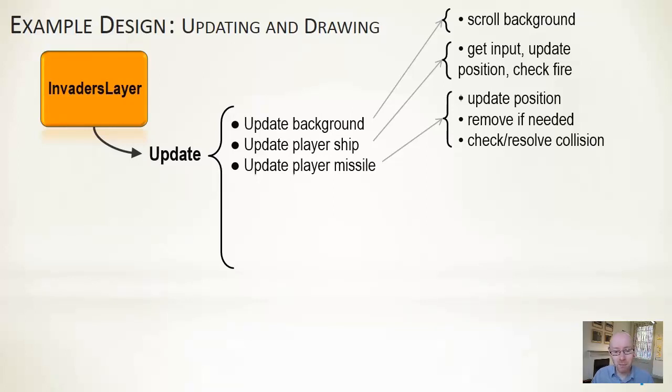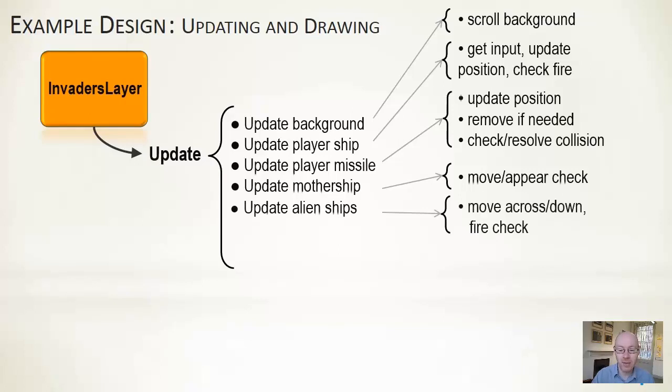Updating the mothership at the top, move and appear. So sometimes it's there, so we'd have a chance of it appearing each frame if it isn't. If it is there, it's simply moving across the screen and then disappearing whenever needed. Updating the alien ships then, they move across the screen and move down the screen depending on where they are. So each ship will move in formation, and again it's going to check to see, do I want to fire? If I do, then let me fire.